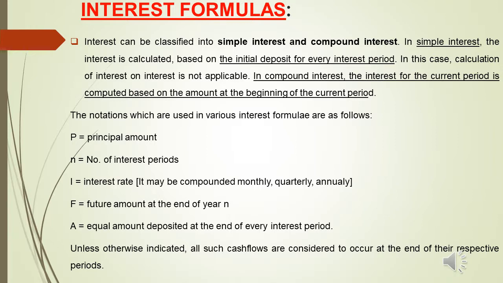And what is compound interest? In compound interest, the interest for the current period is computed based on the amount at the beginning of the current period. See the difference. In simple interest it is based on the initial deposit, and in compound interest the interest for the current period is computed based on the amount at the beginning of that period.